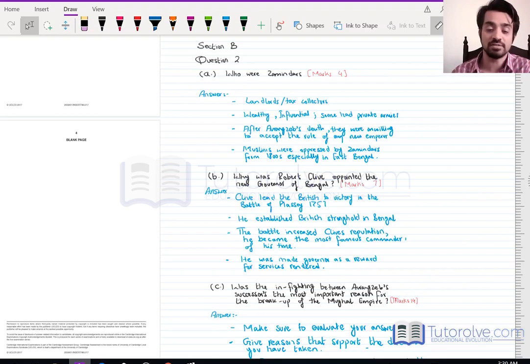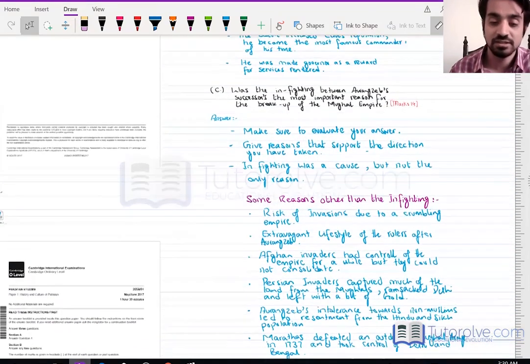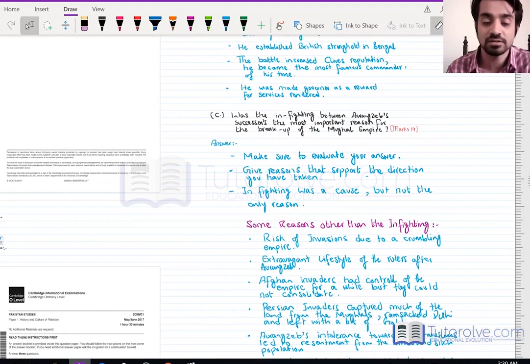Section C, was the infighting between Aurangzeb's successors the most important reason for the breakup of the Mughal Empire? 14 marks. Now, again, the question is written in a similar way as that War of Independence question was written.